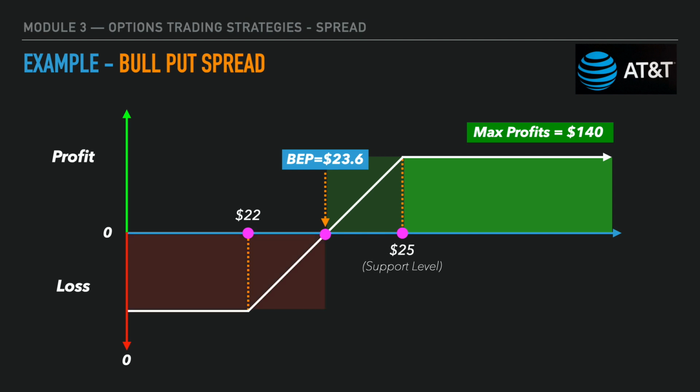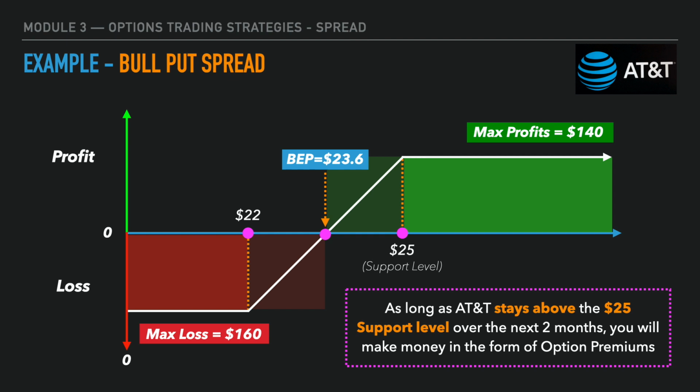On the other hand, if the stock price moves below the break-even price, you will be in losses. If it breaks below the lower strike of $22 by the expiration date, your trade will hit the maximum loss, which is $160. Basically, your best case scenario for this trade is when AT&T stock stays above the key support level of $25 over the next 2 months, so both of your put options will expire worthless and then you keep the maximum profit of $140. And the worst case scenario is when the stock price breaks down and stays below $22 on the expiration date, and in that case, you will lose $160.